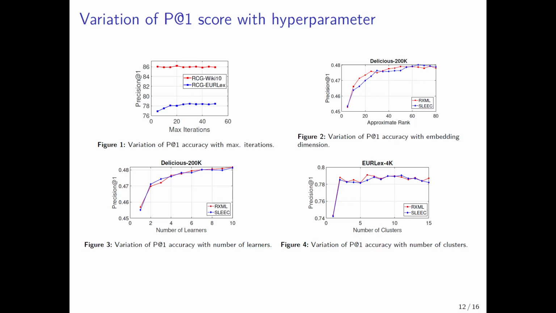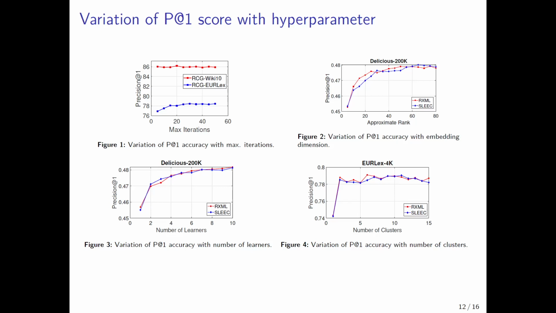In our implementation, we have parallelized the training over learners so that the total train time is close to the train time of a single learner. However, the model size is directly proportional to the number of learners. As indicated in figure 3, generally 5 to 10 learners are sufficient to get good precision scores.